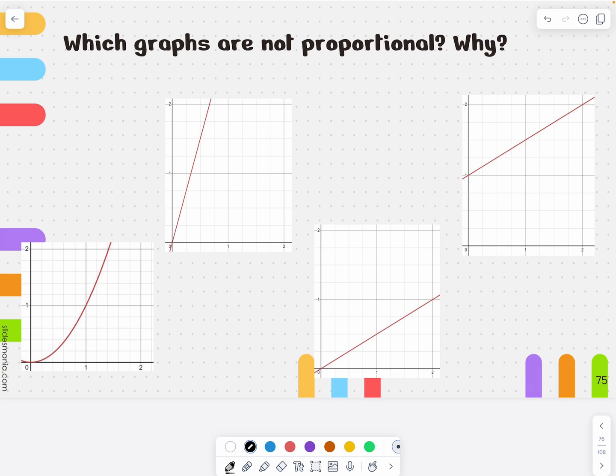Okay, so from a graph, proportional graphs from a few slides ago, proportional graphs go through the origin. They go through 0, 0. The question here is saying which ones are not proportional, meaning they don't go through the origin. Well, this one here doesn't go through the origin, so that is not proportional.